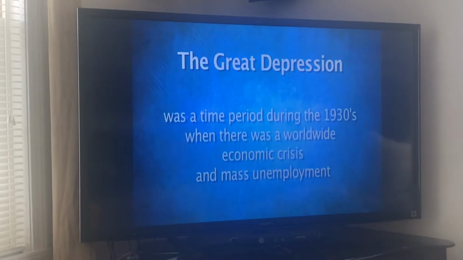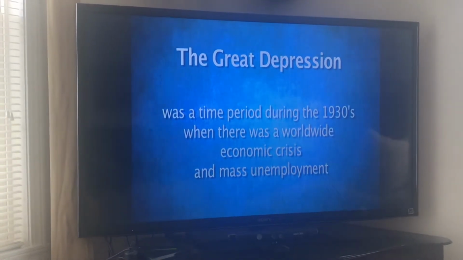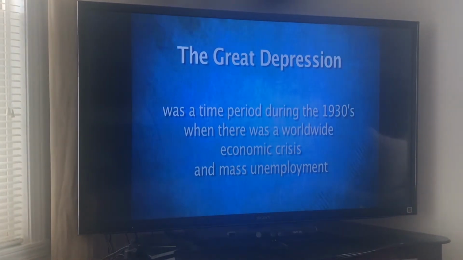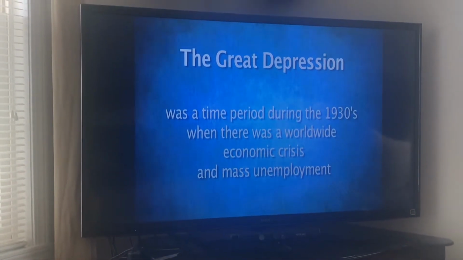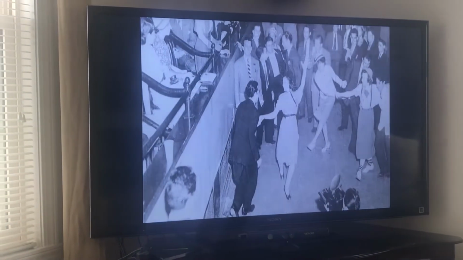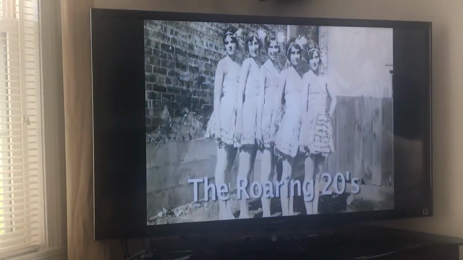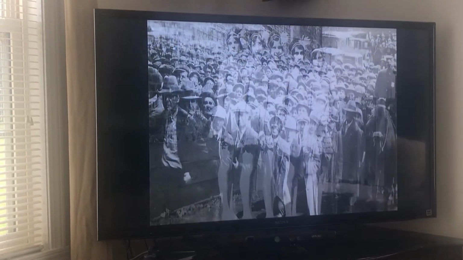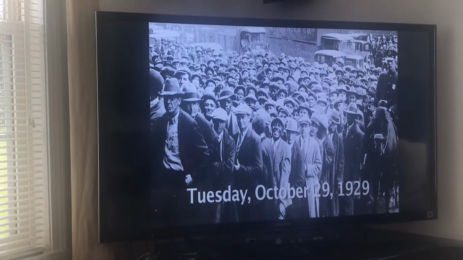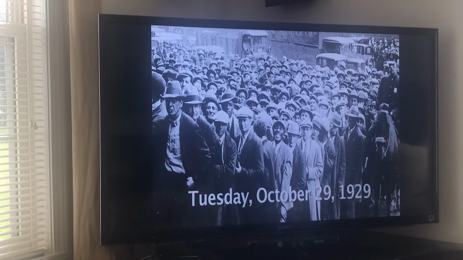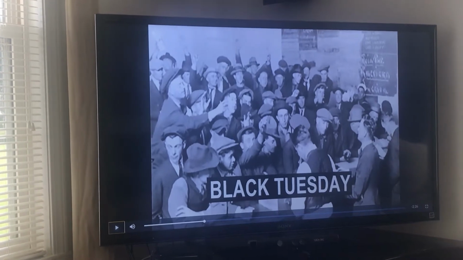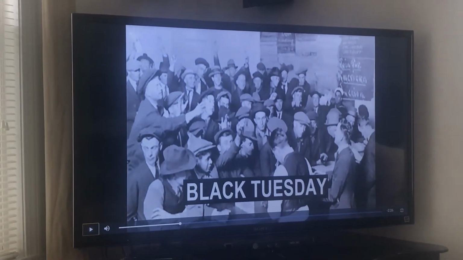The Great Depression was a time period during the 1930s when there was a worldwide economic crisis and mass unemployment. The decade of the 1920s, called the Roaring Twenties, was prosperous for most people. Then, on Tuesday, October 29, 1929, the stock market crashed. It was called Black Tuesday. All right, that's a good stopping point.